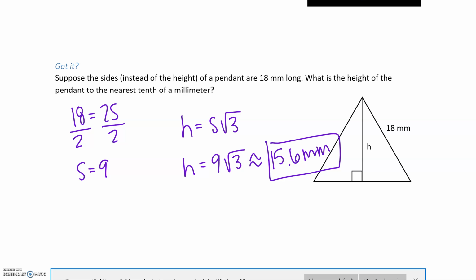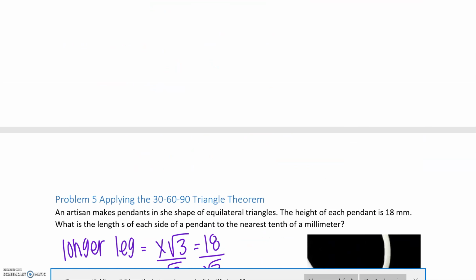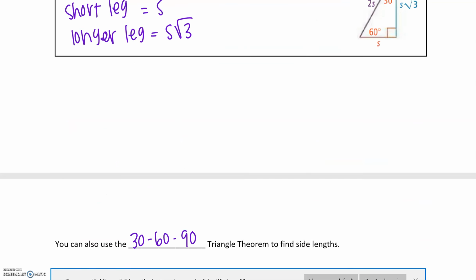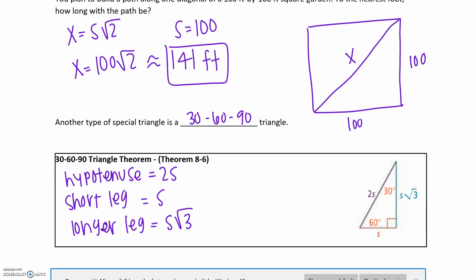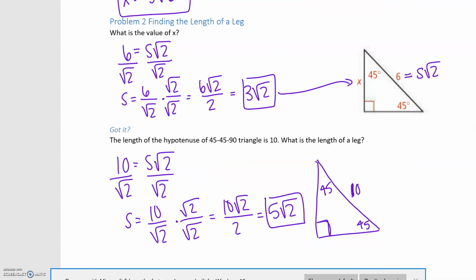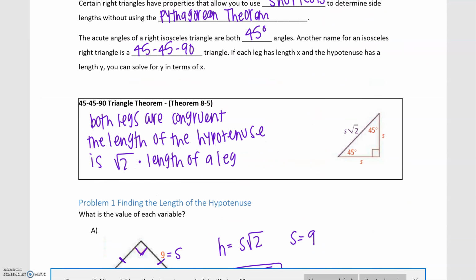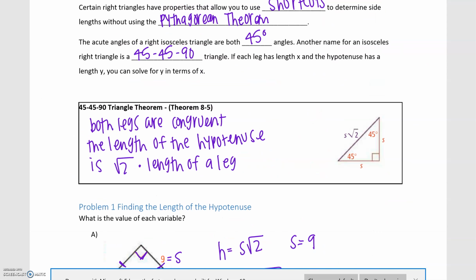So for this section, we just have to remember to use our theorem. We have our 30-60-90 theorem, and we have our 45-45-90 theorem. And those are the only theorems we need for this section.